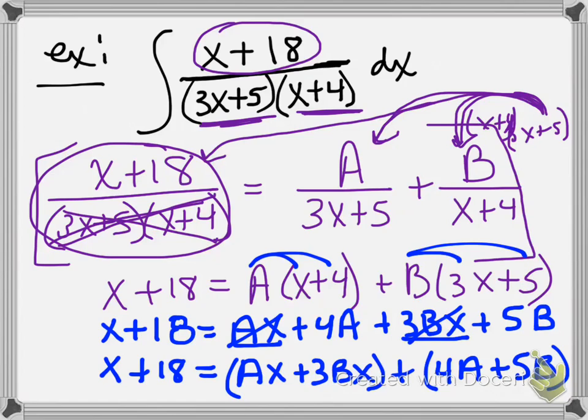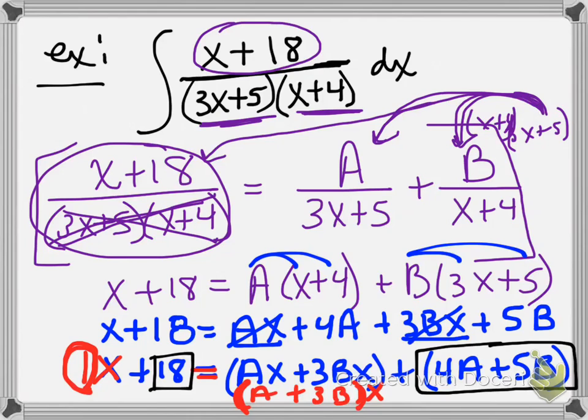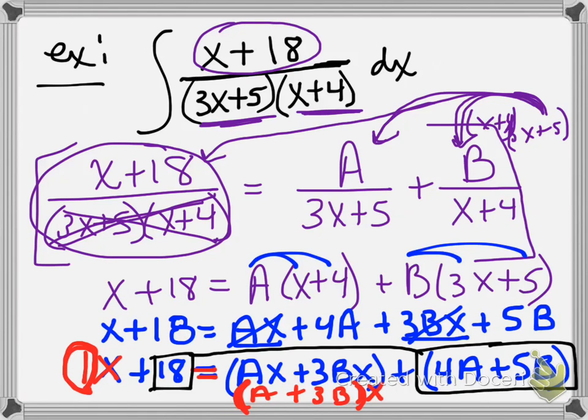The reason I'm doing that is because on the left side over here I have 1x, and on the right hand side I have ax plus 3bx. So if I factor the x out, it'll be a plus 3b in front of that x. So the number in front of this x, since it's an equation and they're equal, that number here, which would be a 1, has to be equal to a plus 3b. And then also, the 18 on the other side, that's the constant on that side. And since this part on the right side does not have an x, that makes it the constant. So that means that those things are equal. So I'm going to write a plus 3b equals 1. And I'm also going to write 4a plus 5b equals 18.